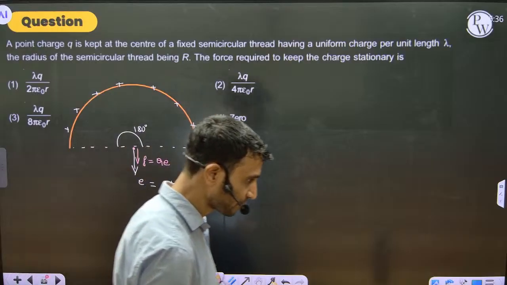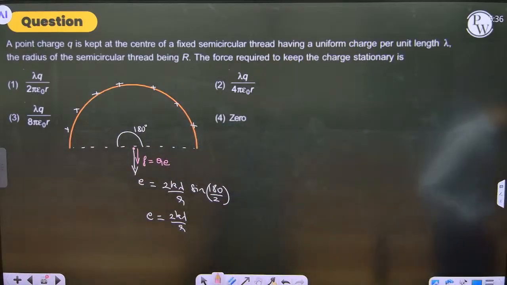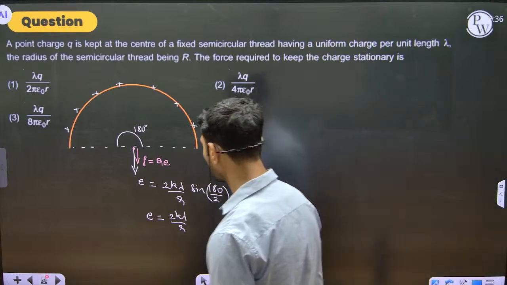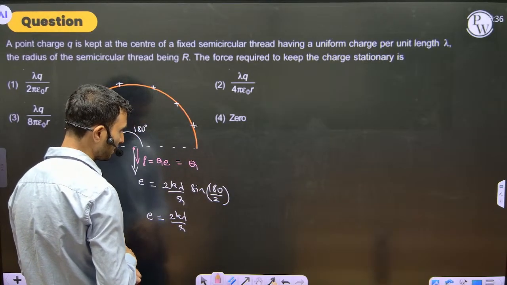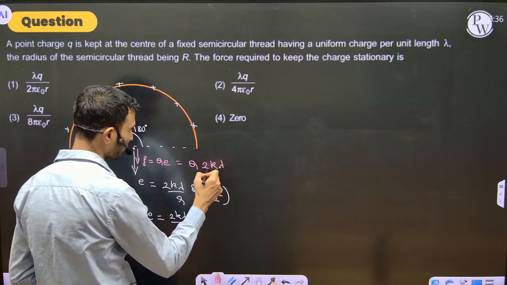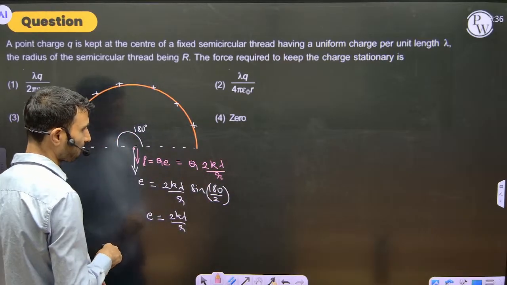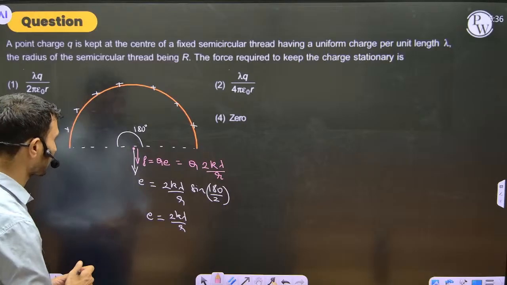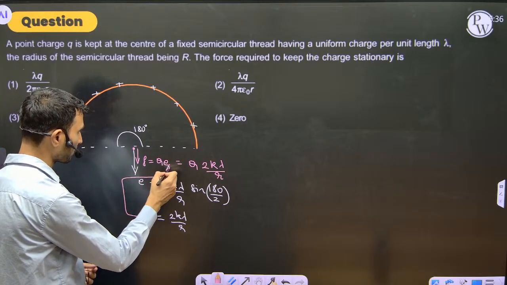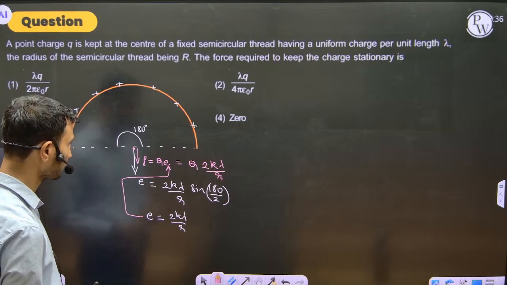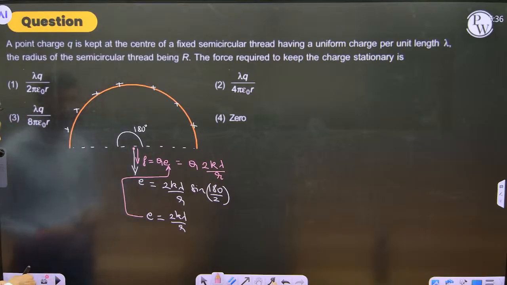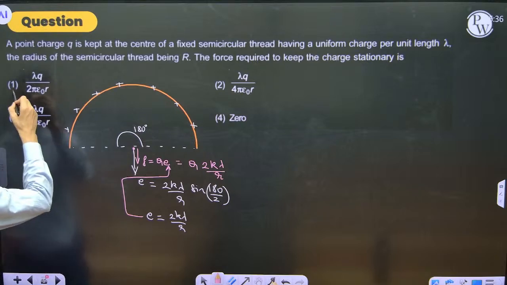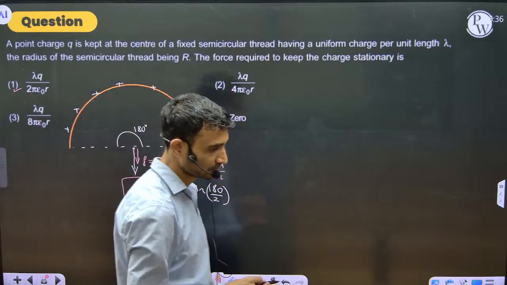And how to find that magnitude? What do we have to do? Q into E you have to do. Q into E. And E is how much? 2k lambda upon R. Right? That value of E you can substitute here. And you'll get the answer. Which option are you getting? Getting the first option. Copy it.